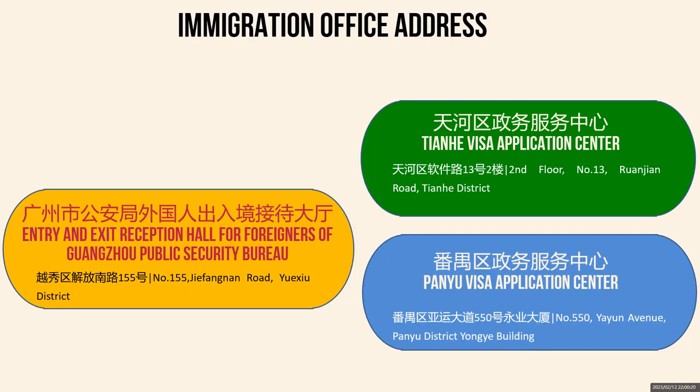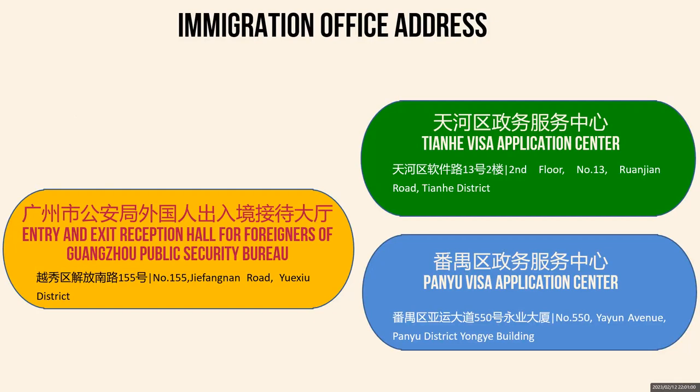Here are three popular branches for immigration addresses. The first one is the entry and exit reception hall for foreigners of the Guangzhou Public Security Bureau. Normally, this is located in Yuexiu District. Each district in Guangzhou has one immigration office, and this is the main one. The second one is the Tianhe Visa Application Center, located in Tianhe District. To be honest, it's a little far from the city, and you need time to get there.